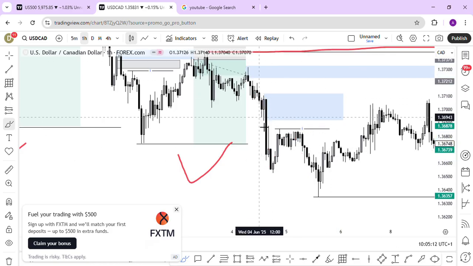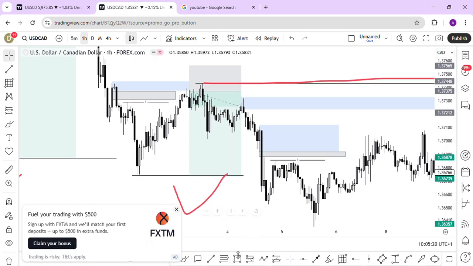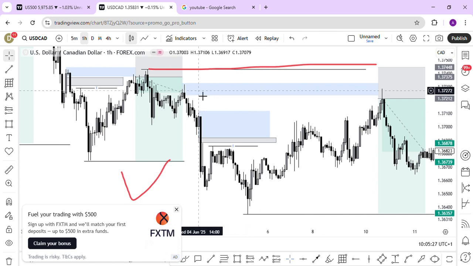So we pick a POI here. Why do we pick a POI here? Because, one, this is our decisional POI and it has imbalance. Then this is our extreme POI. This wick is our extreme POI. And as you can see, market went straight to this extreme POI.